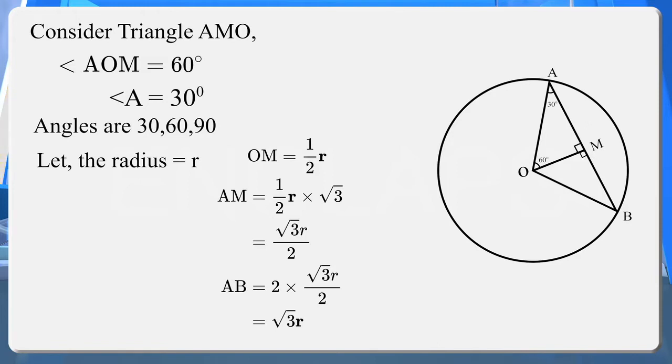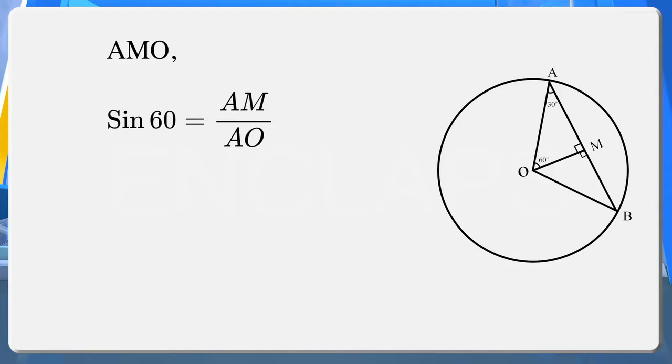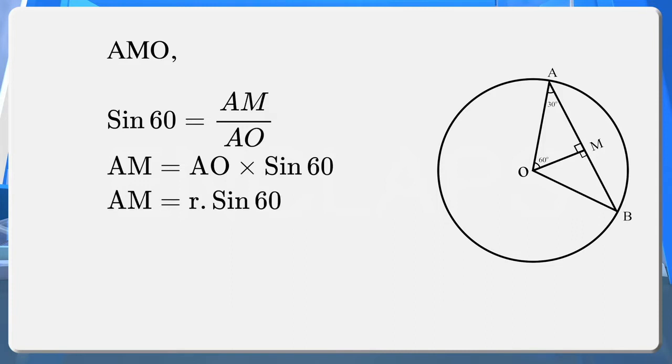Do you know, this question can be easily done using trigonometric functions. Let's see how it's done. Consider the right triangle AMO. As you know, sine function is opposite side by hypotenuse. Sine 60 equals AM by AO. That is, AM equals AO into sine 60. AM equals radius into sine 60.